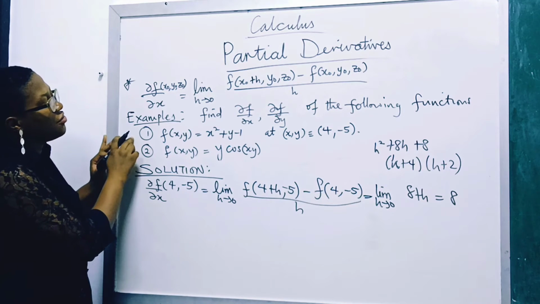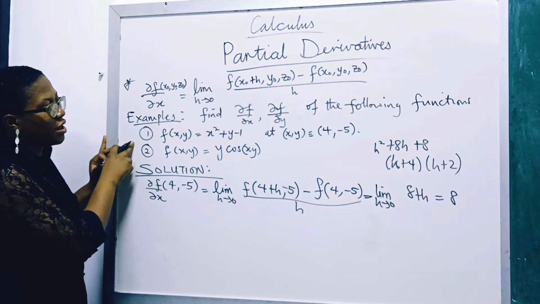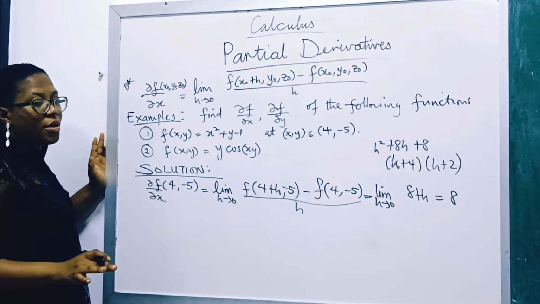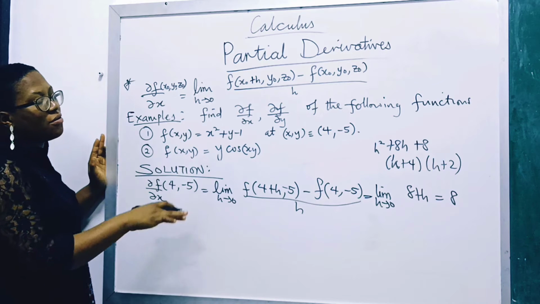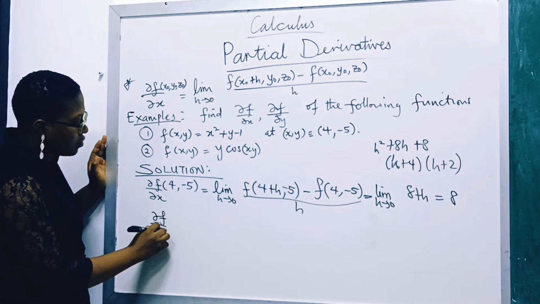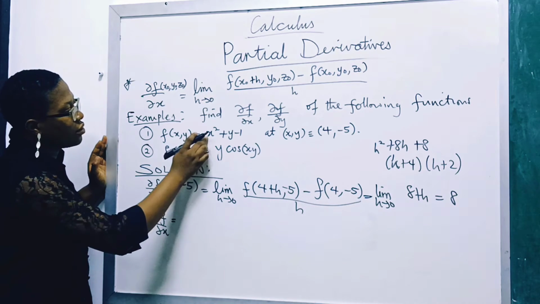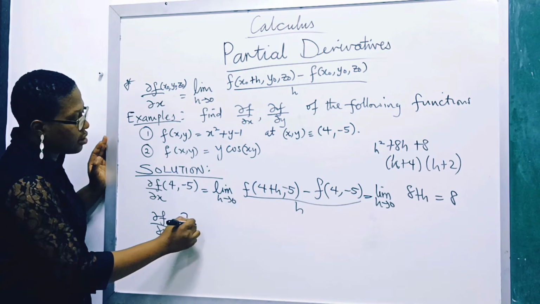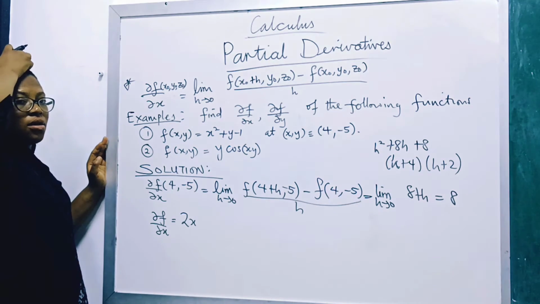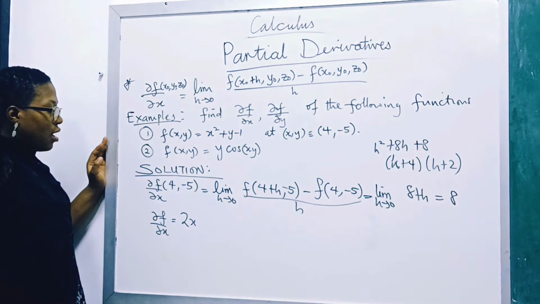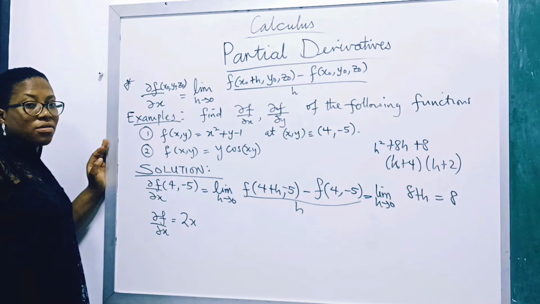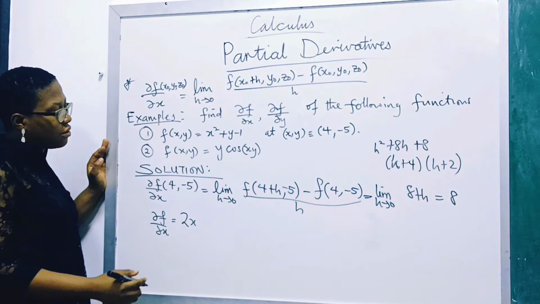What happens if I differentiate this first with respect to x? Partially, the normal way we know how to differentiate a partial derivative, and then plug in the values. Partial f by partial x is equal to 2x plus y. We are differentiating with respect to x, so y is seen as a constant.